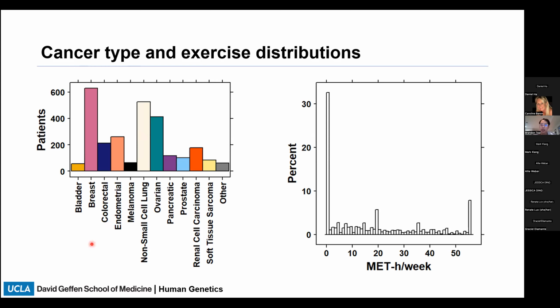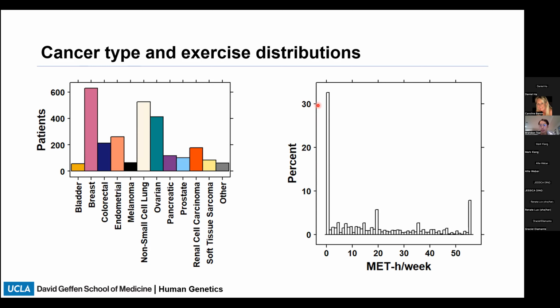On the right, we have the exercise distribution. Again, we quantify exercise in terms of METs. And you'll see that a little over 30% of our cohort has 0 MET hours per week, which we will use to define as non-exercisers. And any patients with greater than 0 METs will be considered an exerciser.